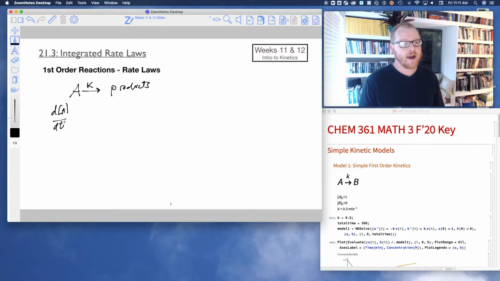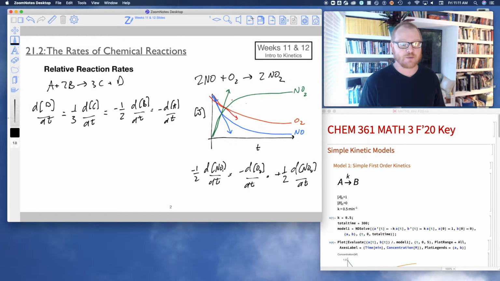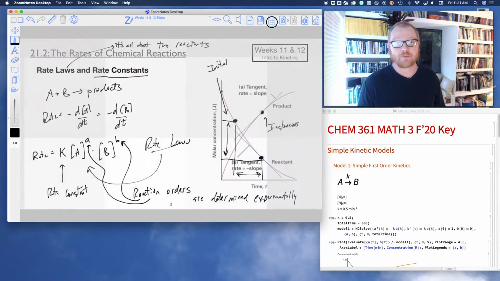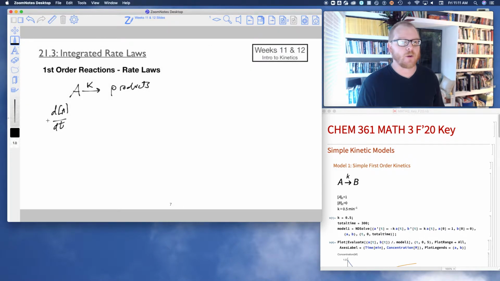I start by saying dA by dt. And when I consider the stoichiometric coefficient, remember, we did all of that stuff, if I back up for just a minute, right when we talked about these relative rates, technically the reactant should be negative dA dt, right? So let's put that in there. Okay, here we go. So I'm going to say negative dA dt equals the rate constant times the concentration of A.